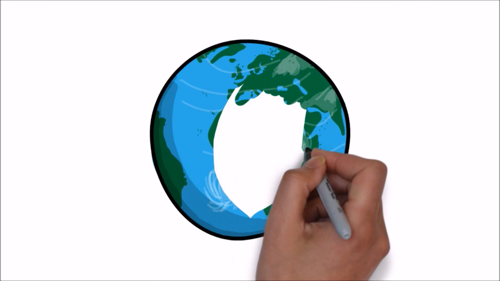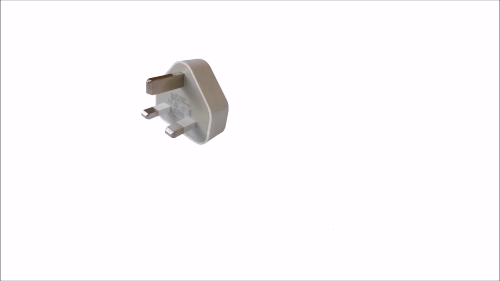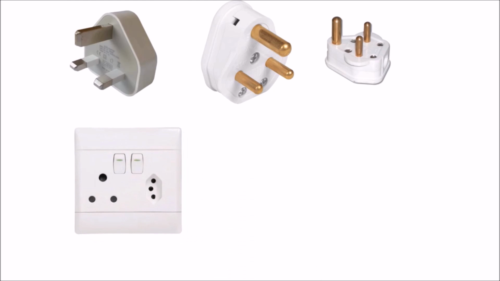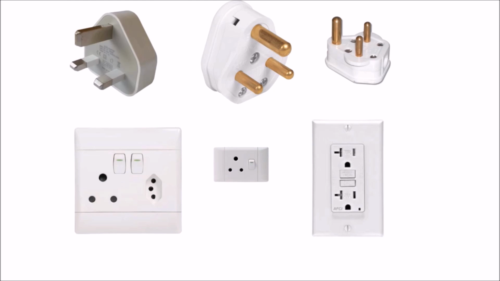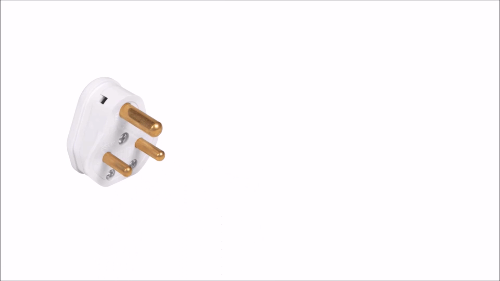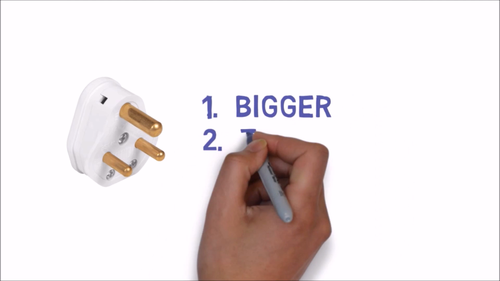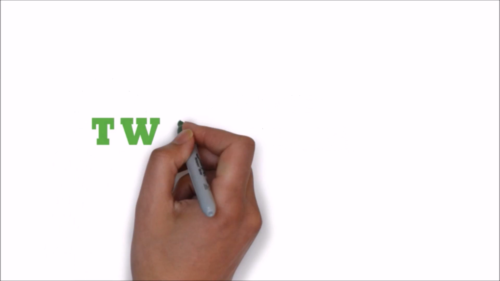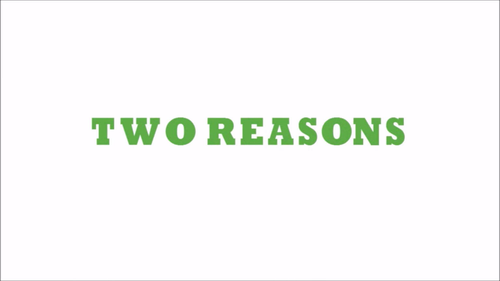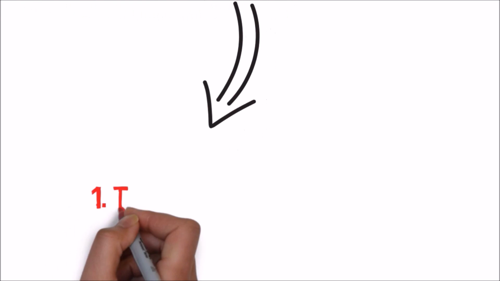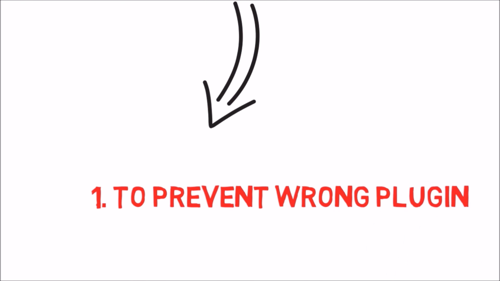Guys, if you go to any place around the globe, you will find the same concept behind a 3-pin hole socket or plug. The top pin of a 3-pin plug is different from the other two in two ways. It's bigger and thicker. There are two reasons for this. One of which is, the earth pin is thicker than the other two to prevent wrong plug-in.